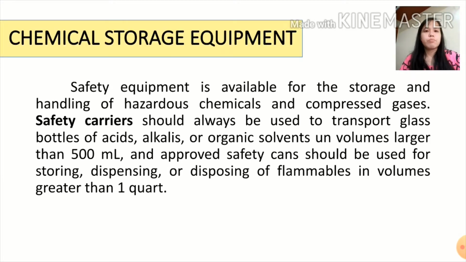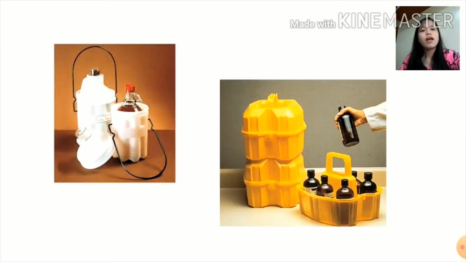Chemical storage equipment. Safety equipment is available for the storage and handling of hazardous chemicals and compressed gases. Safety carriers should always be used to transport glass bottles of acids, alkalis, or organic solvents in volumes larger than 500 ml, and approved safety cans should be used for storing, dispensing, or disposing of flammables in volumes greater than 1 quart. This is how a safety carrier looks like.